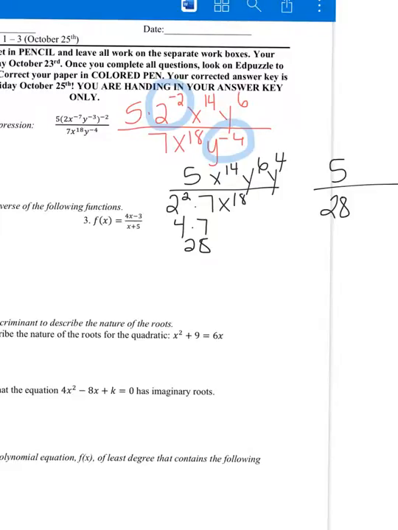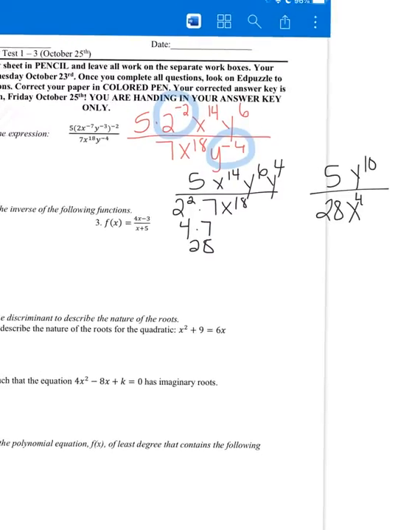And then x to the 14th divided by x to the 18th is x to the 4th in the denominator. And then y to the 6th times y to the 4th becomes y to the 10th in the numerator for number 1. There's nothing else I can do. That is my final answer to number 1.